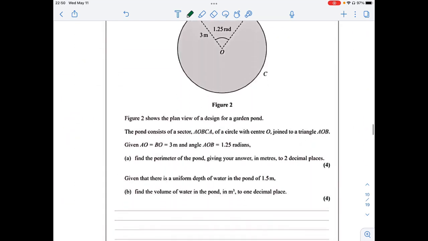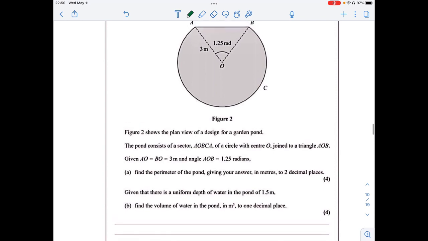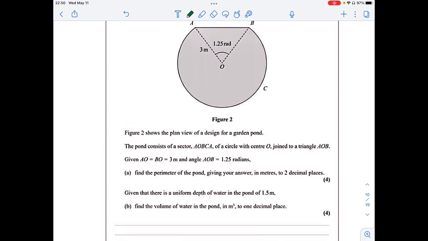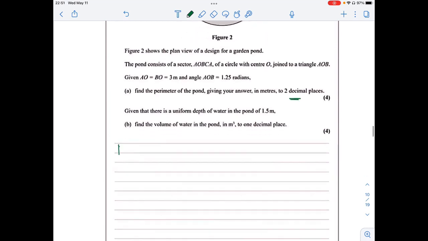Coming to question number 5. The figure 2 shows the plan of a design of a garden pond. The pond consists of a sector, then AO equals OB equals 3 centimeters. Angle AOB is 1.25 radians. Find the perimeter of the pond, giving your answer to 2 decimal places. So perimeter of the pond is made up of the line AB plus arc AB, the major arc AB. So first of all, I have to find AB.